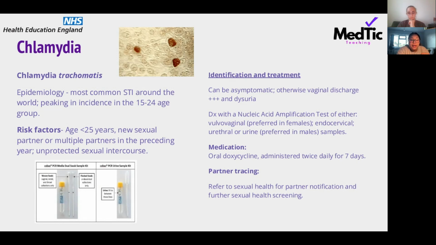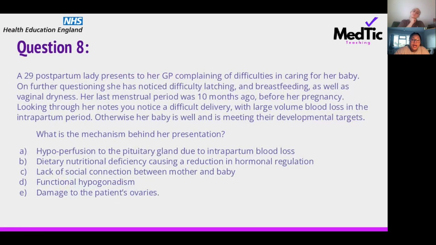In men, going back 10, 15 years ago, you might have had to insert a swab down the urethral meatus, but now you can just test the urine. It's pretty treatable, just a course of oral doxycycline for at least 7 days. And just like with any STI, it's really important to encourage the patient to notify their sexual partners for further screening as well. Okay, so question 8.